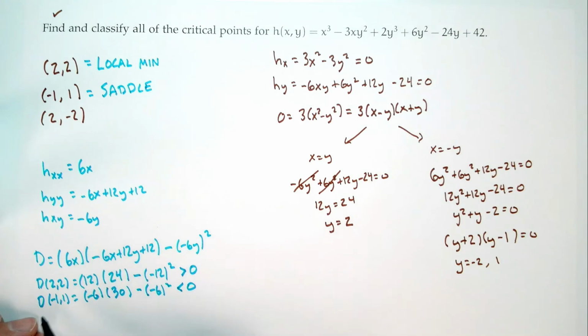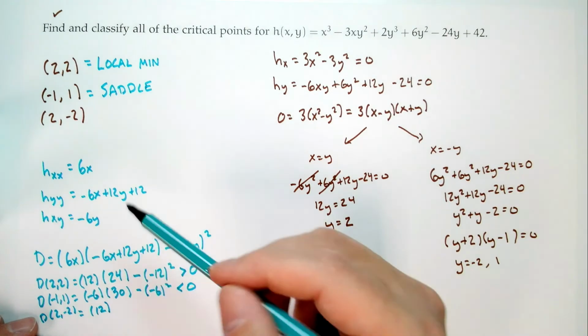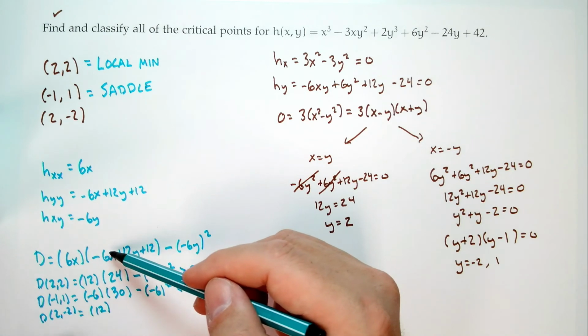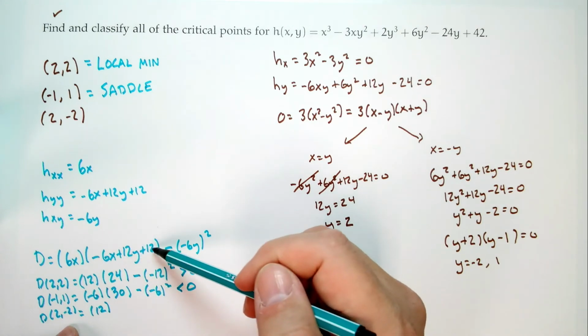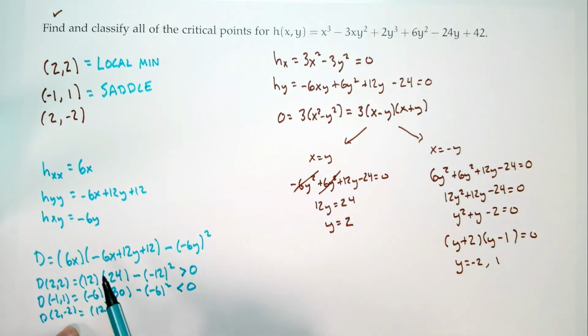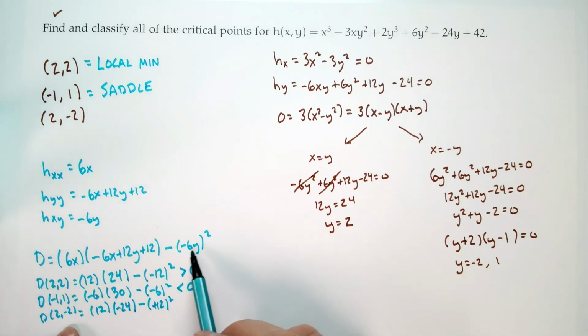All right. How about 2, negative 2? Well, 2 times 6, that makes the first term 12. And then here we're going to get minus 12 plus minus 24, then plus a 12. So what do we have there? I have to do that again. Minus 12, minus 24, that's minus 36, plus 12 makes minus 24. And subtract positive 12 squared, because it's negative 6 times negative 2.